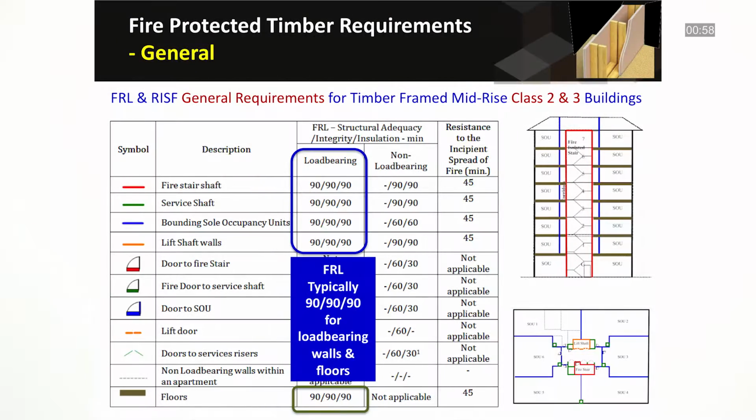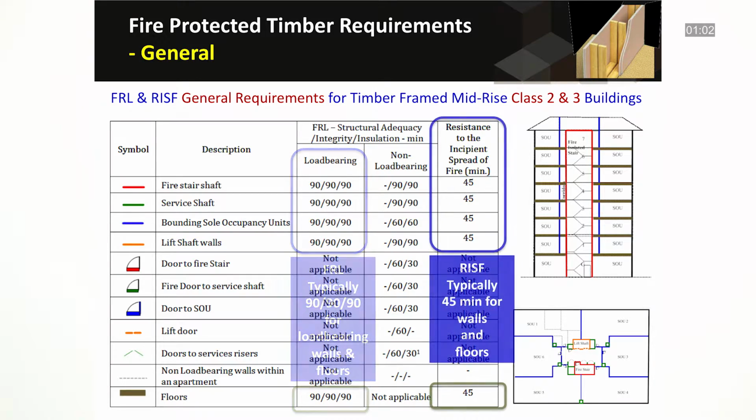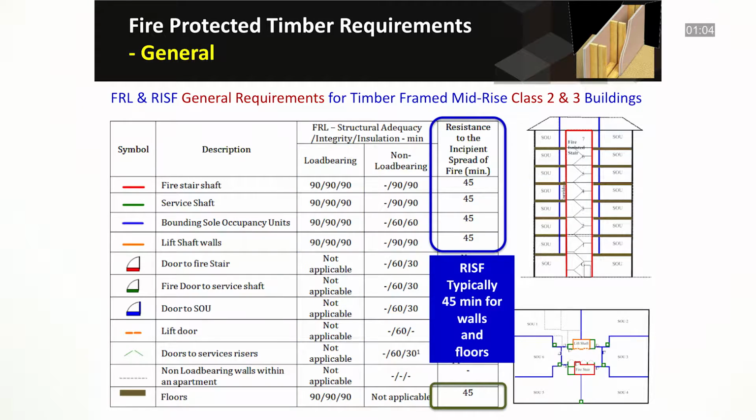Type A construction. The NCC general requirements for lightweight construction in residential buildings Class 2 and 3 for load-bearing wall and floor elements stipulates an FRL of 90-90-90, as you can see here highlighted, and also a resistance to incipient spread of fire of 45 minutes.